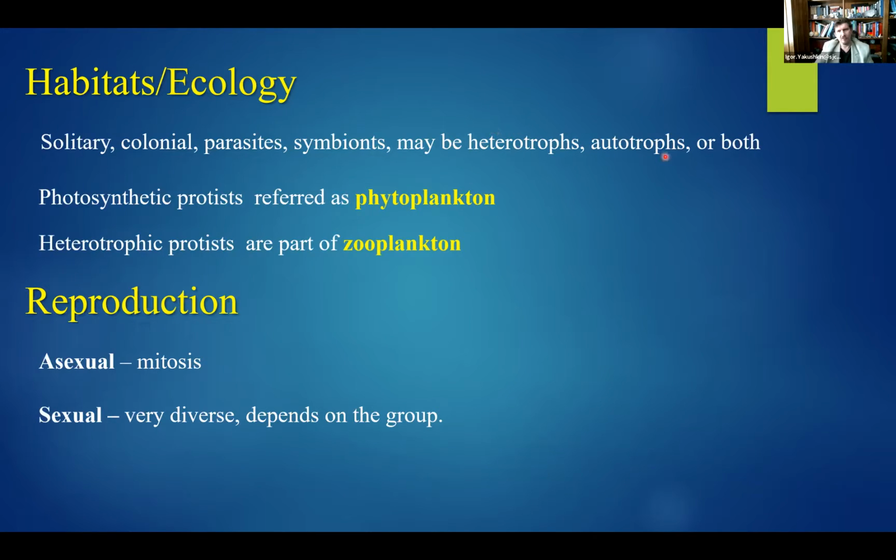Could be heterotrophs, could be autotrophs, could be parasites, multicellular, single cellular, colonies, everything. Some of them are photosynthetic, some of them are heterotrophs, so phytoplankton and zooplankton. Reproduction. Now we have something known as asexual reproduction, and that's a typical mitosis.